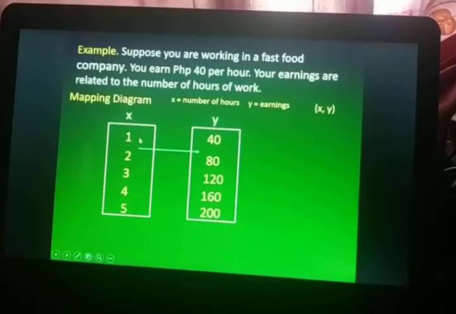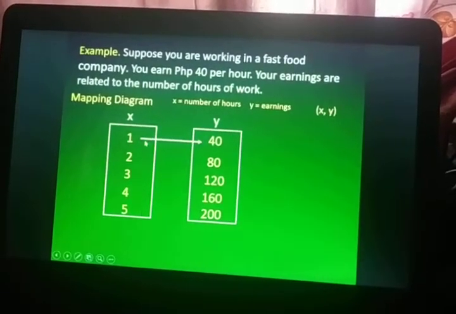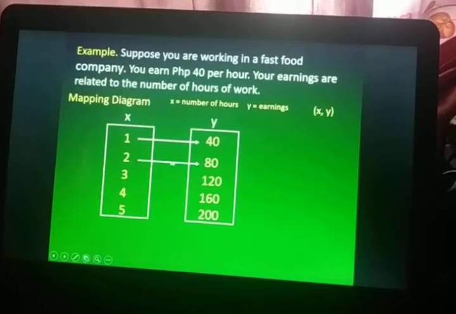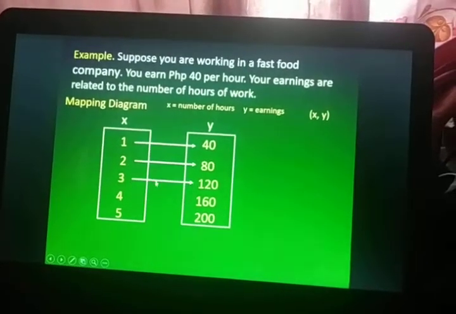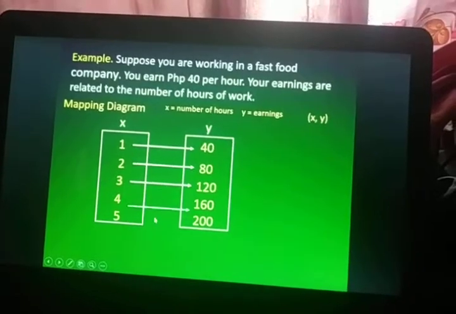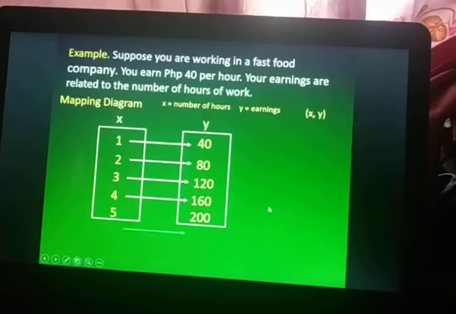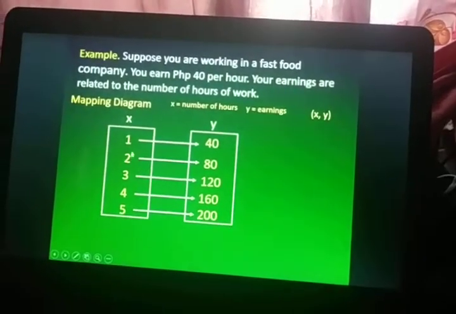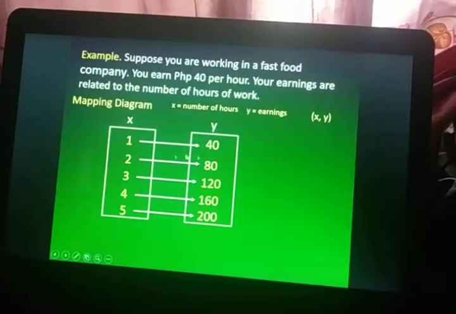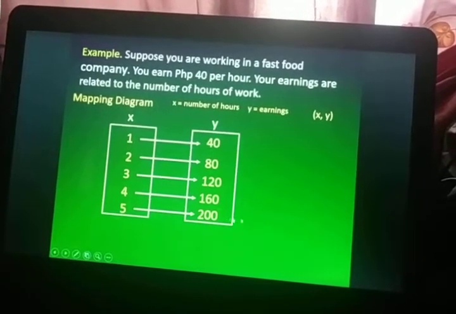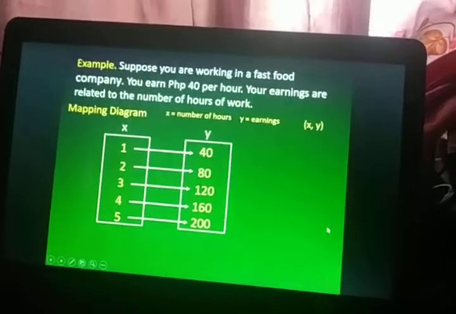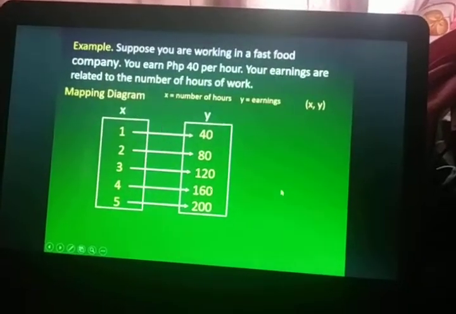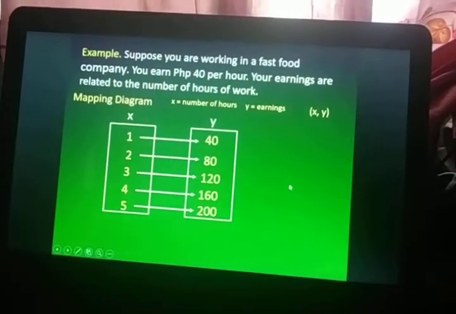1 hour is for 40. They are related, they are paired. Okay, 2 hours, you'll get 80 pesos. 3 hours, you'll get 120 pesos. 4 hours, you'll get 160 pesos. And 5 hours, you'll get 200. So 1 is paired to 40, 2 to 80, and 3 to 120, and so on and so forth. Okay, the arrow shows the relationship, that they are related and they are paired to one another and they cannot be interchanged.